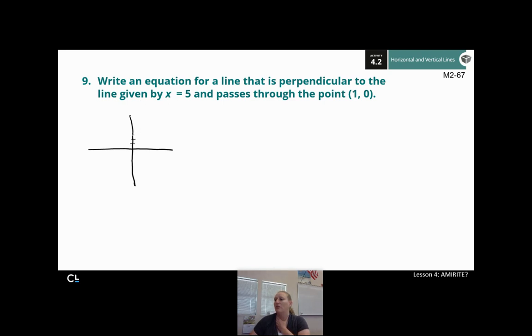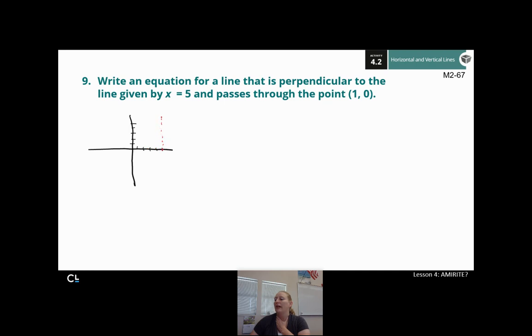So 1, 2, 3, 4, 5. I'm going to use another color here to help me draw that. Oh, except it's x equals 5. Oh, Miss Scott, get it right. So 1, 2, 3, 4, 5. So that means it has to go through the x-axis because it does say x equals 5. That's where x equals 5 is right here.